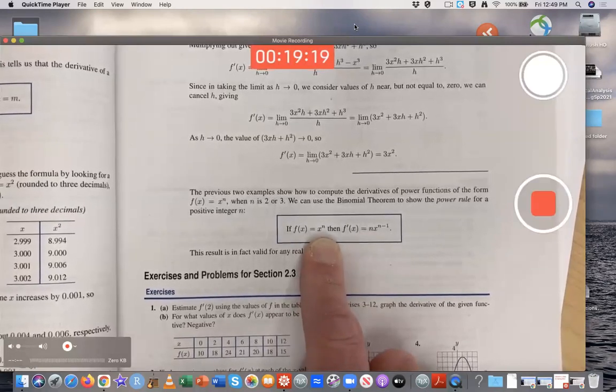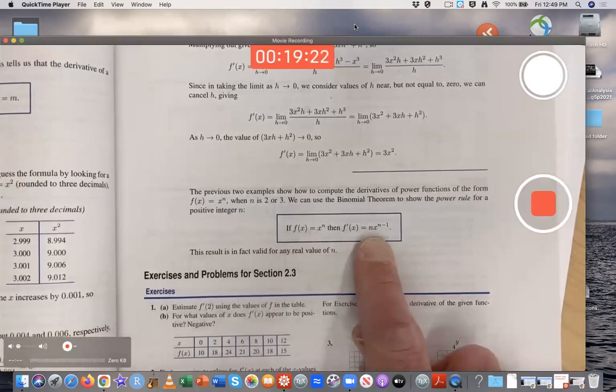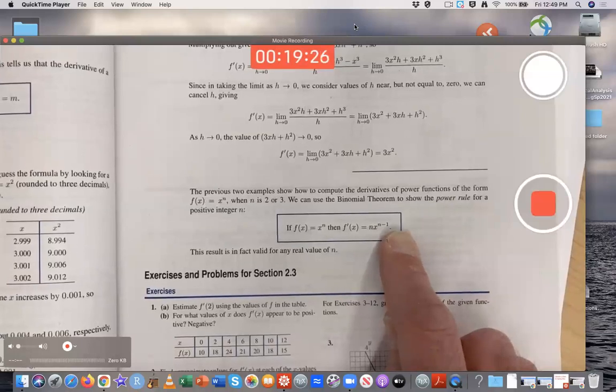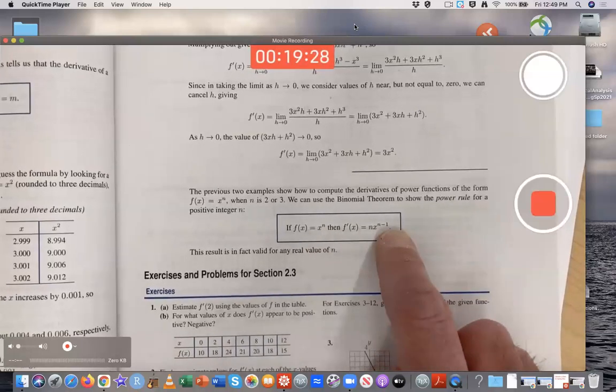In effect, you bring down the power in front as a multiplier, n times, and you subtract 1 from the exponent. You take that exponent n and you subtract 1 from it to get a new exponent of n minus 1.